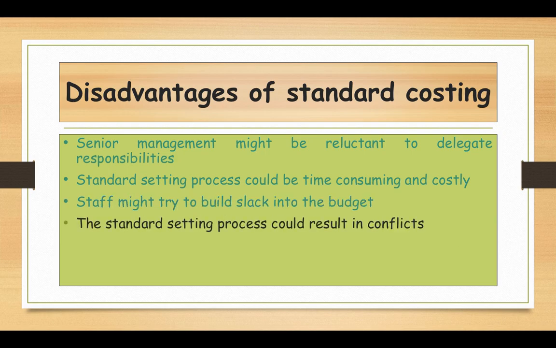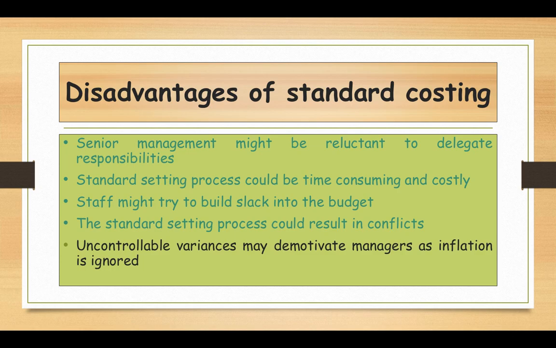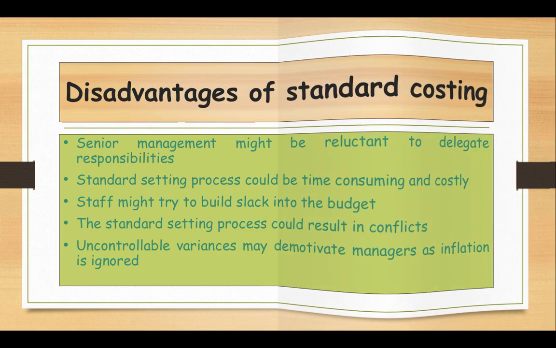Standard setting process could result in conflicts rather than cooperation and collaboration. Uncontrollable variances, which are beyond the control of the managers, for example, the general price increase in the market or general wage level increase in the market. This may demotivate managers as inflation is ignored and other market conditions are ignored.